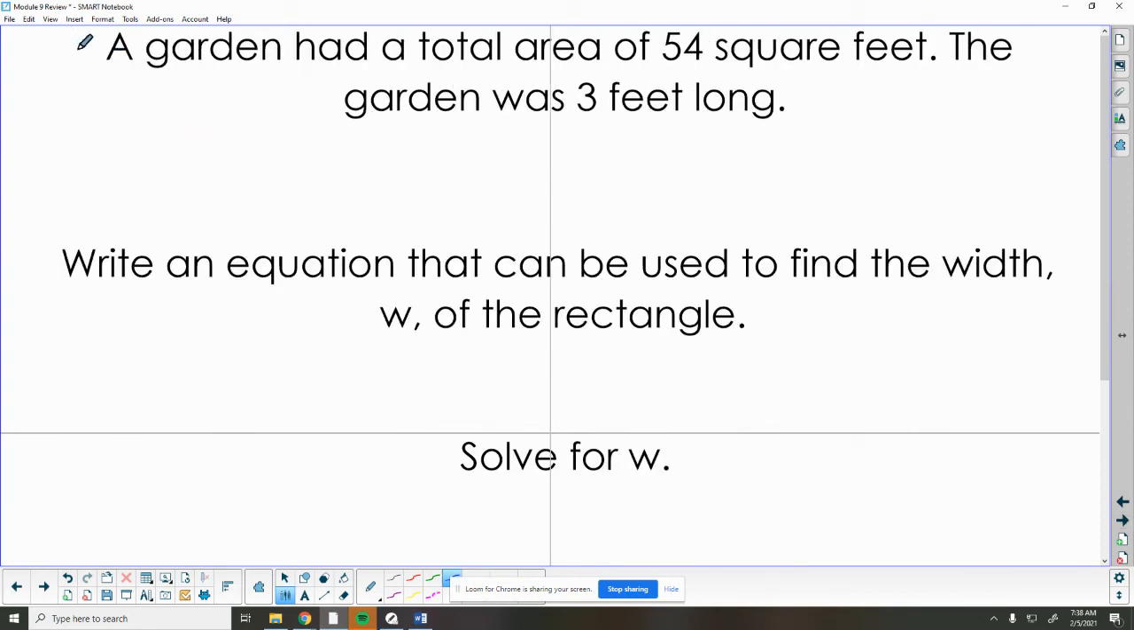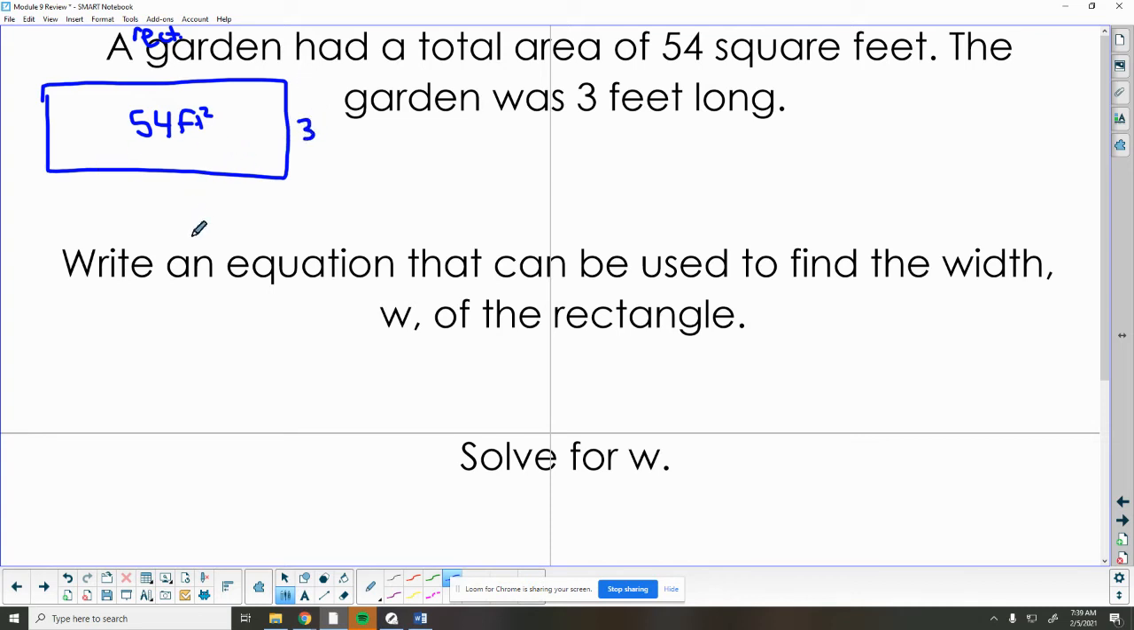Hey, our next problem says that a garden had a total of 54 square feet. So I'm going to draw my rectangle here. Sorry, I didn't say that. I should add that it is a rectangular garden. Okay, so we have this rectangular garden. 54 square feet is what is on the inside. The garden was 3 feet long. So we want to write an equation that can be used to find the width of this garden.